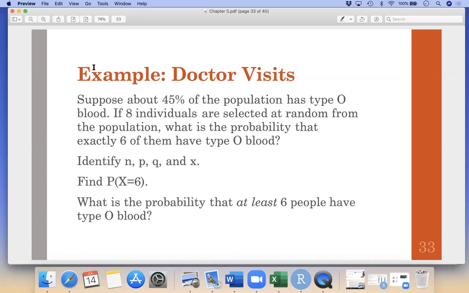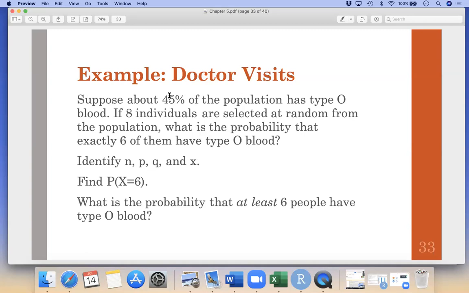But what is our P? Here it says suppose about 45% of the population has type O blood. So that is our P. Why? Because the question is also about the same thing: the probability that exactly 6 of them have type O blood. So what is the probability of having type O blood? 45% of the population has type O blood. So this is our P, 45%.